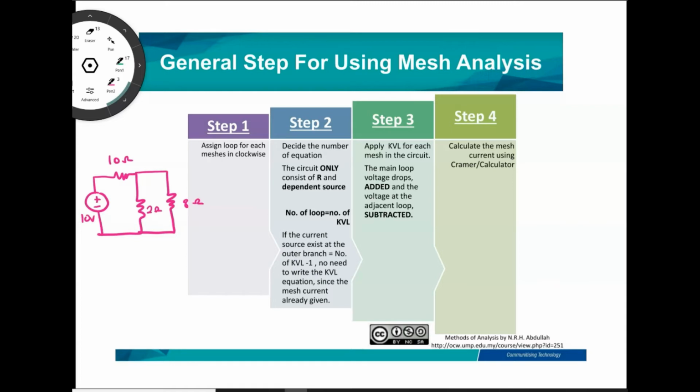So first, assign a loop for each mesh in clockwise. So this is the loop. This is the meaning of the first step. And then we mark with I1 and I2.